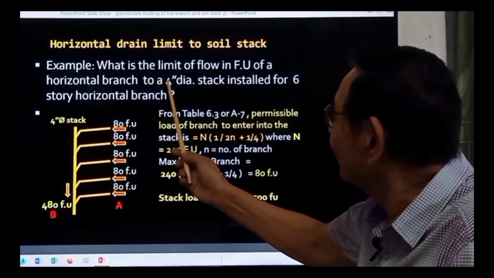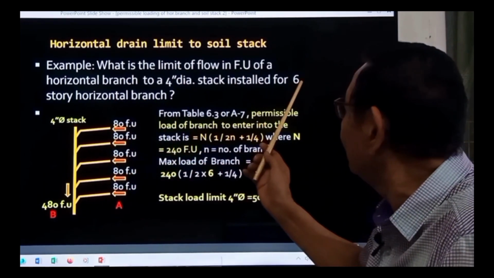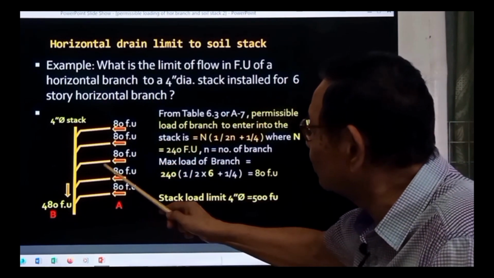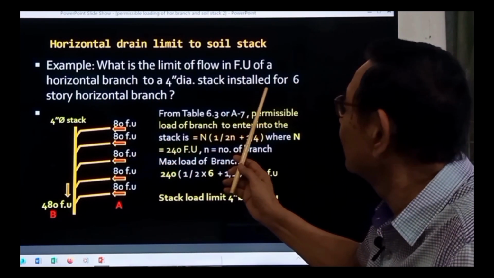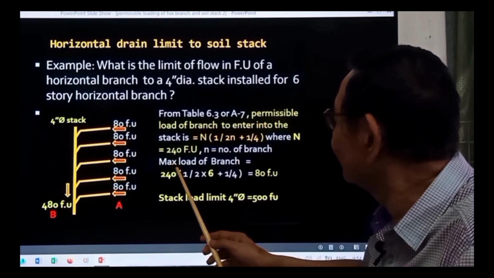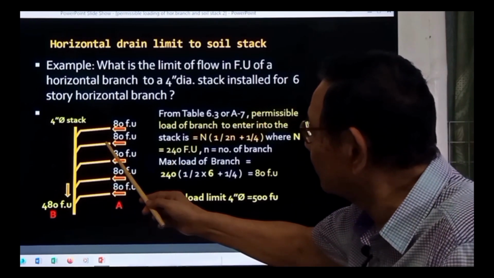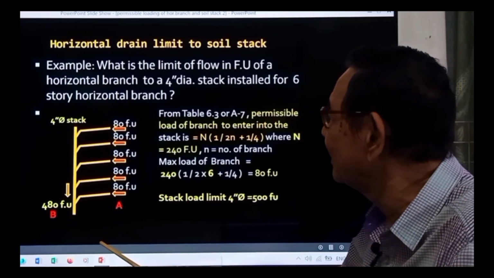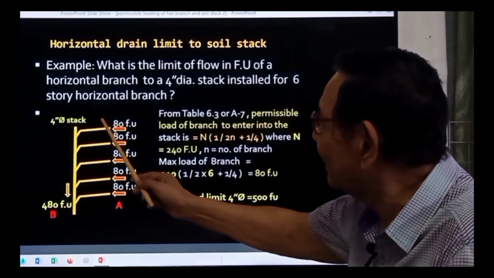Example again, the 4 inches. We will make it a 6-story horizontal branch. 1, 2, 3, 4, 5, or 5 story, 5 or 6. 1, 2, 3, 4, 5. May 6 pang-anim dyan. Palagay na may 6 tayo dito.